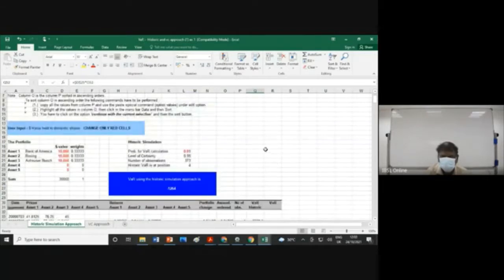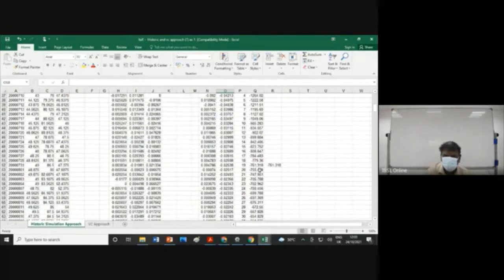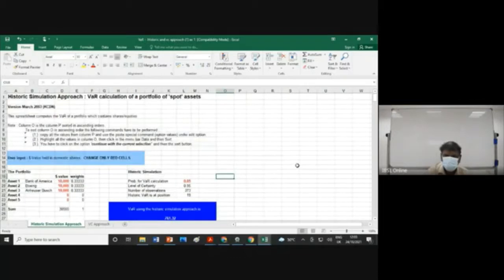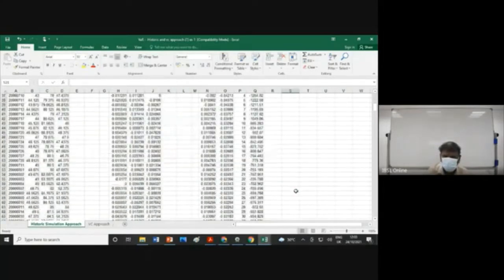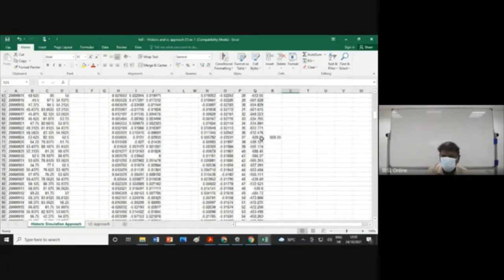If you use the Excel sheet, you can change the numbers here. This is 99%. You can put 95%, that is 0.05. You get a VaR of 761.32. If you look at 90%, that is the worst 10% case, you will get 609.25 with the 37th item.